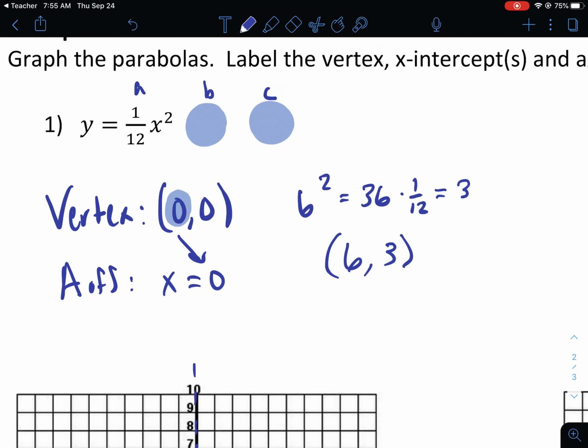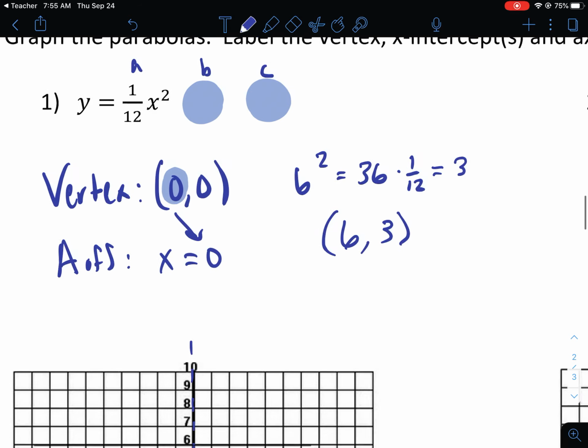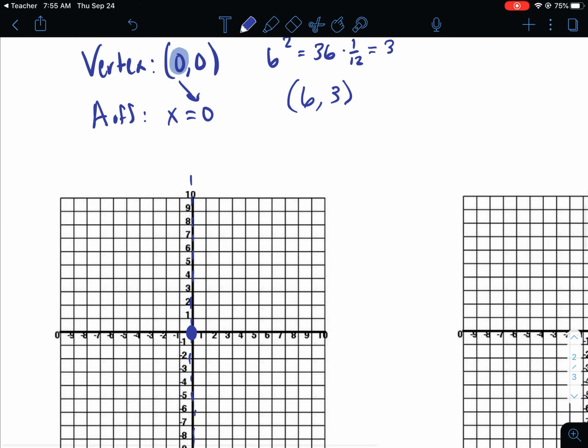Okay, I plugged in 6 for x, did the math, and I got y equals 3. So I know I have a point at (6, 3), so I can go to 6 and 3. So you can see this is a pretty wide parabola.